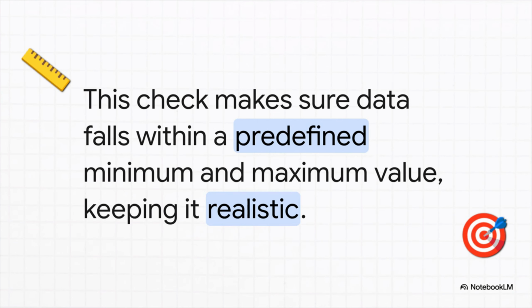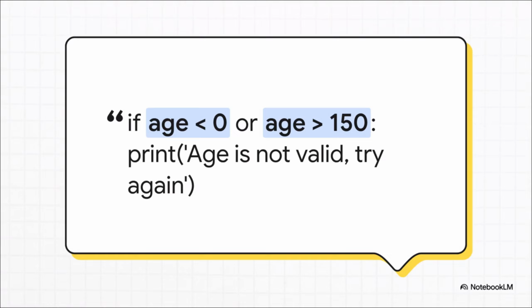Okay, next up is the range check. This one makes sure that data falls between an acceptable minimum and maximum. It's all about making sure the numbers are, well, realistic. And this is a perfect example of that. It's pretty safe to say a person's age can't be a negative number, right? And it's also highly, highly unlikely to be over 150. So this little piece of code sets those boundaries. It creates a logical range and automatically rejects anything that falls outside of it.